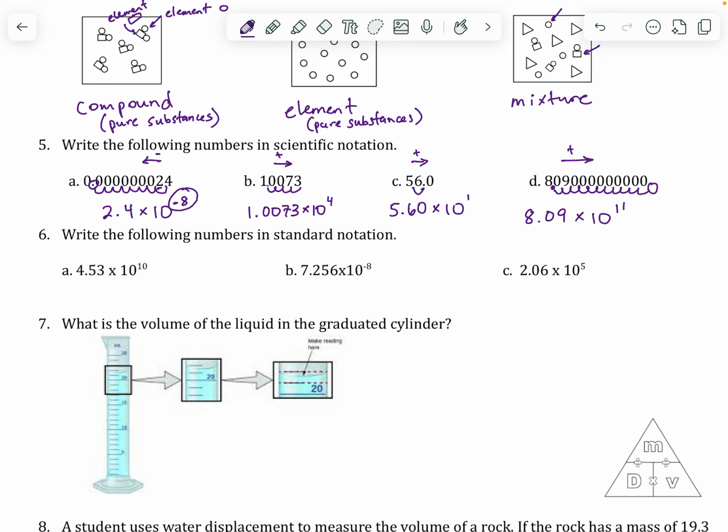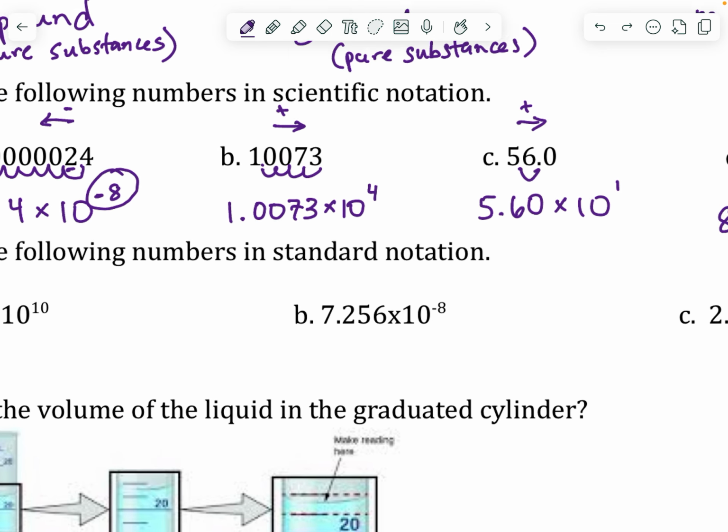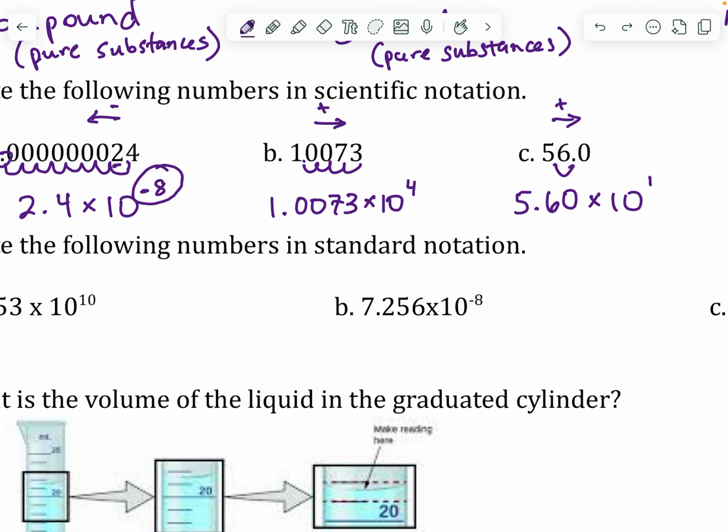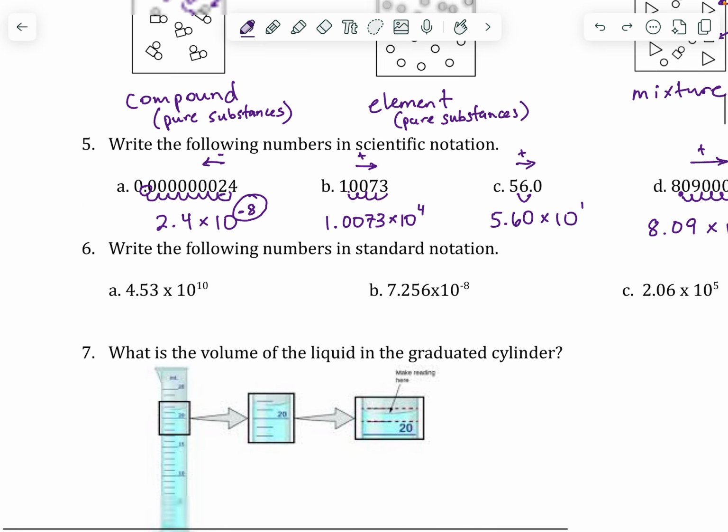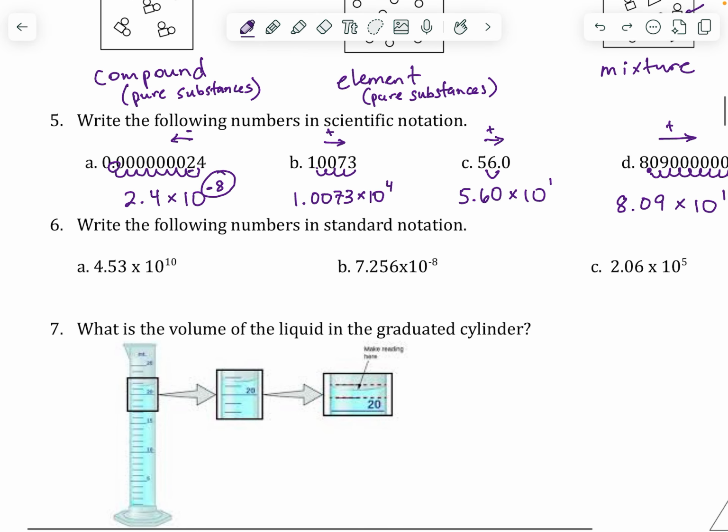Writing these numbers in standard notation is a little bit easier because, again, up here in number 5, we have to kind of just imagine what direction we would have to move a decimal if it were to exist after the first non-zero number. Here, you see the first non-zero number and the decimal, and you get told which direction and how many spaces you would need to move that decimal to get your number.